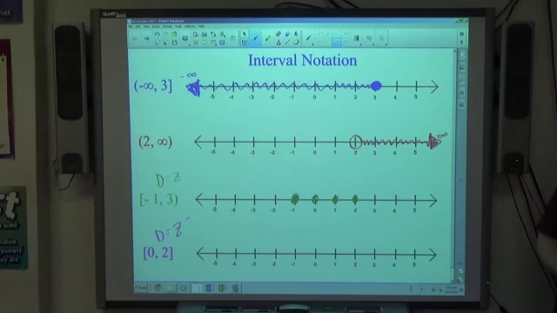Right? What negative integers are between 0 and 2? No. None of them, right? So there's your graph right there. All right? That can happen.